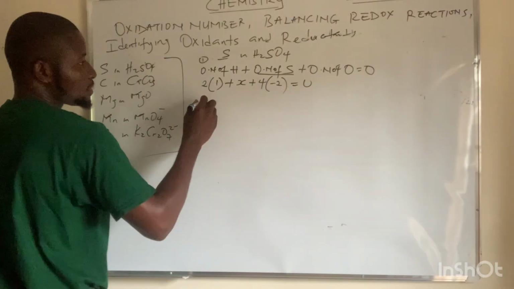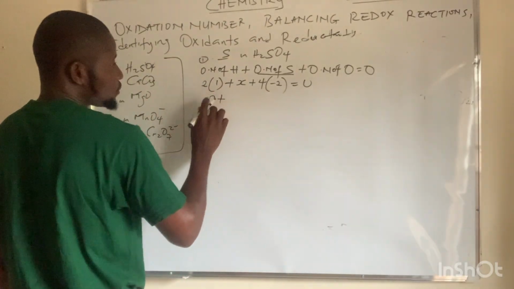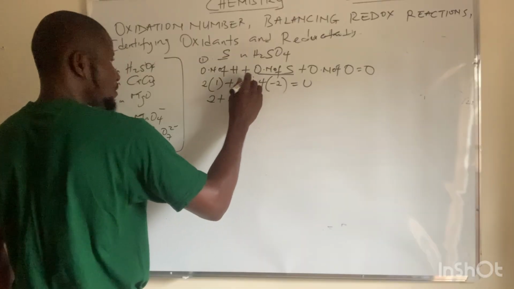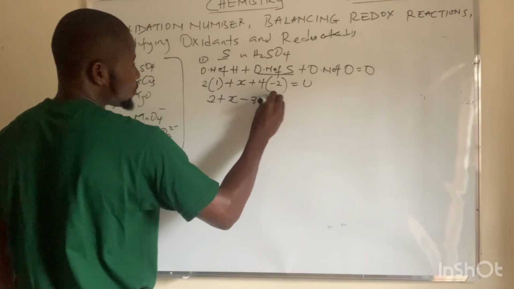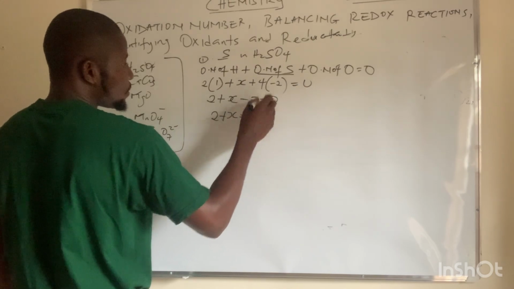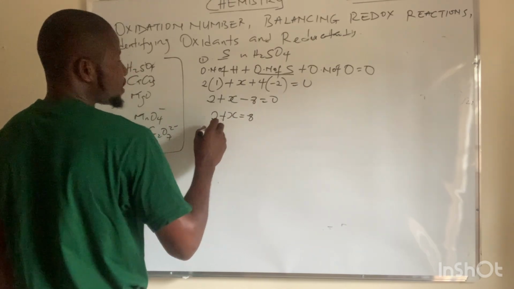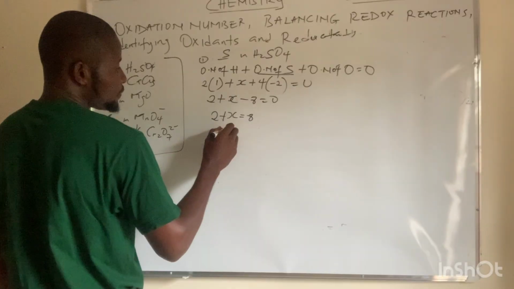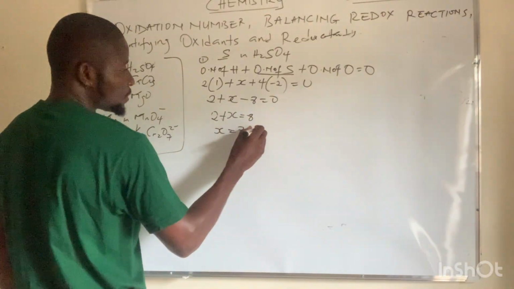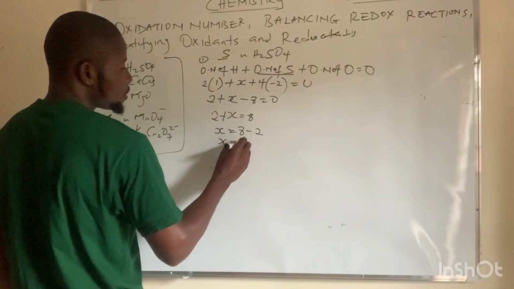So when you solve this arithmetic, you have 2 times 1 is 2, plus x, plus 4 times minus 2, which is minus 8, equal to 0. So therefore 2 plus x is equal to 0 plus 8, which is 8. Therefore x, which is what we're looking for, is equal to 8 minus 2. X is equal to 6.